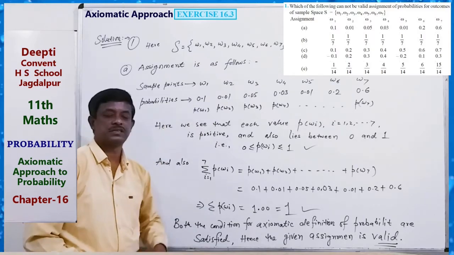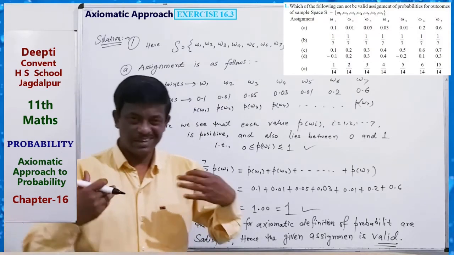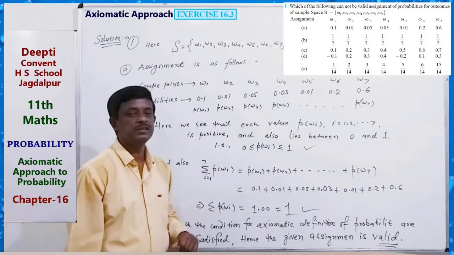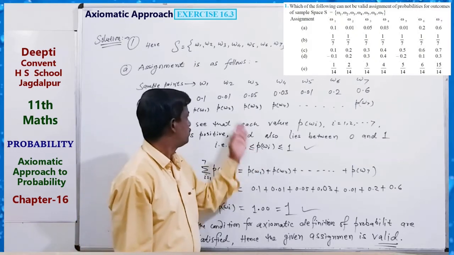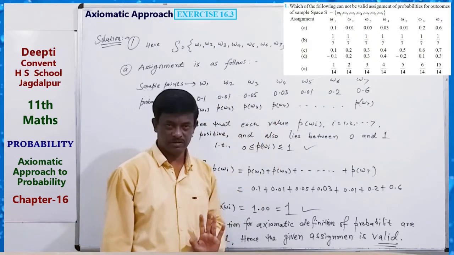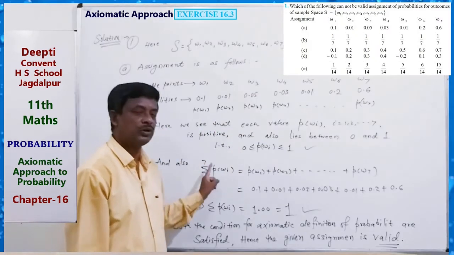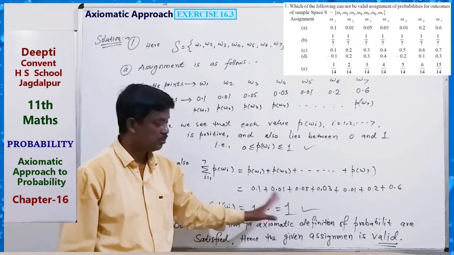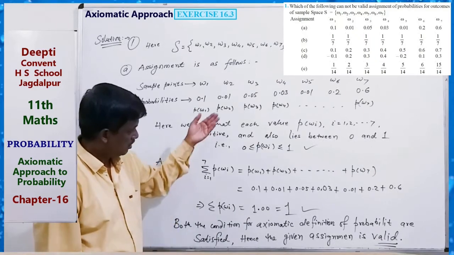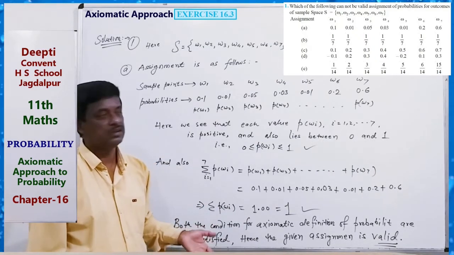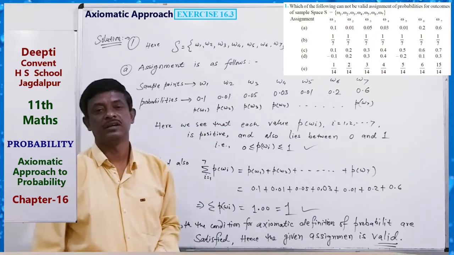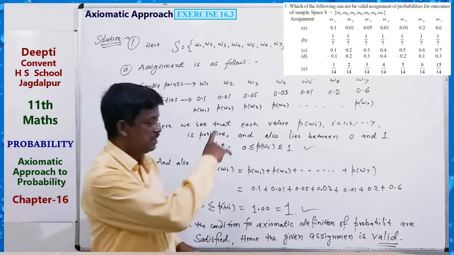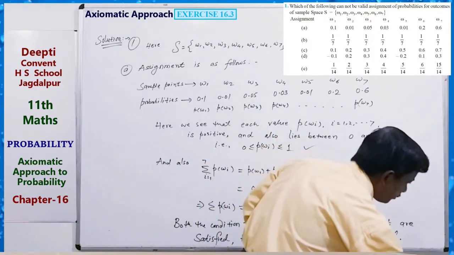So this is the process for giving the answer whether this is valid or invalid. Valid means each probability should lie between 0 and 1, and the total probability, the sum of these probabilities, is equal to 1. Then if these two conditions are satisfied, you can say the given assignment is valid. Okay. So see the second assignment.